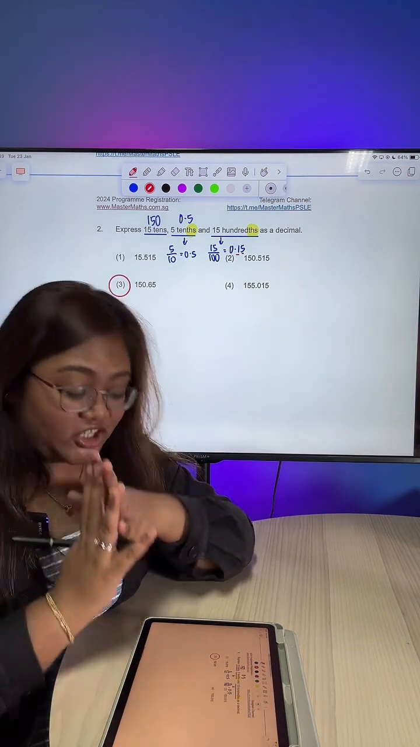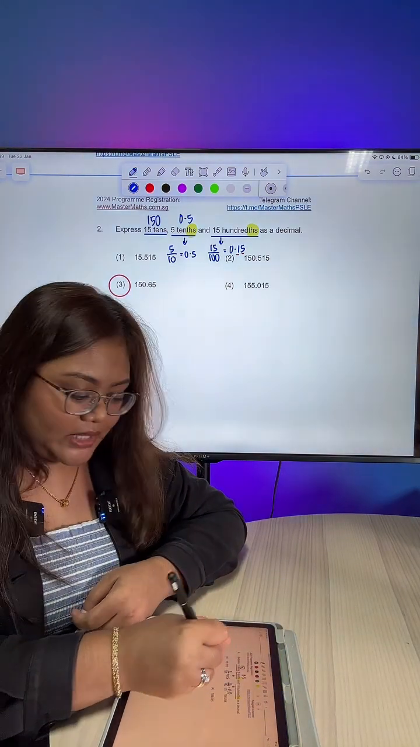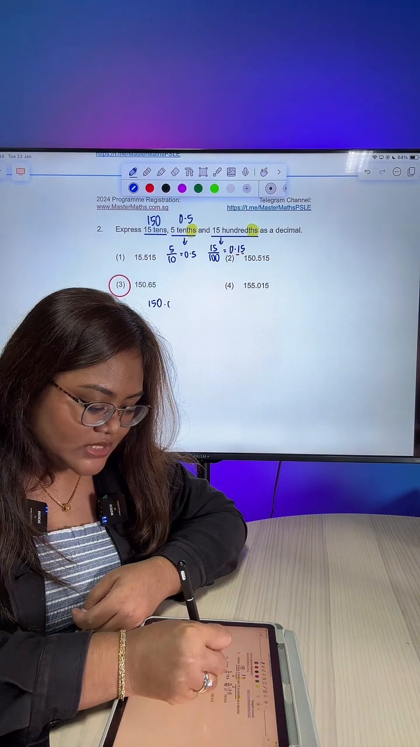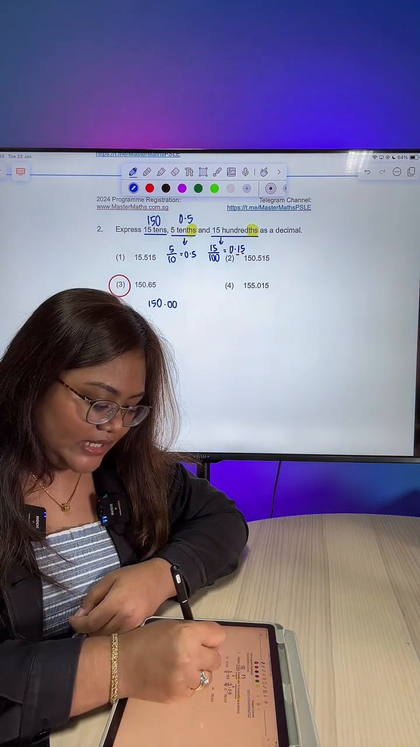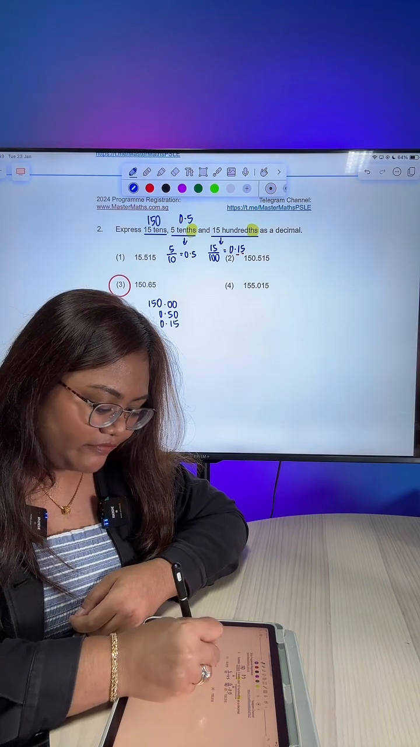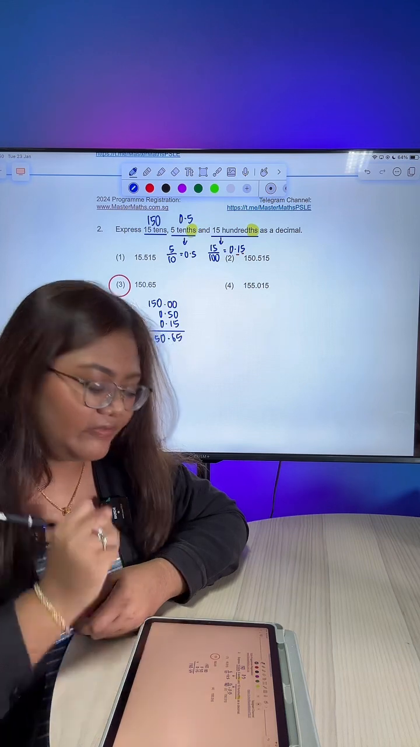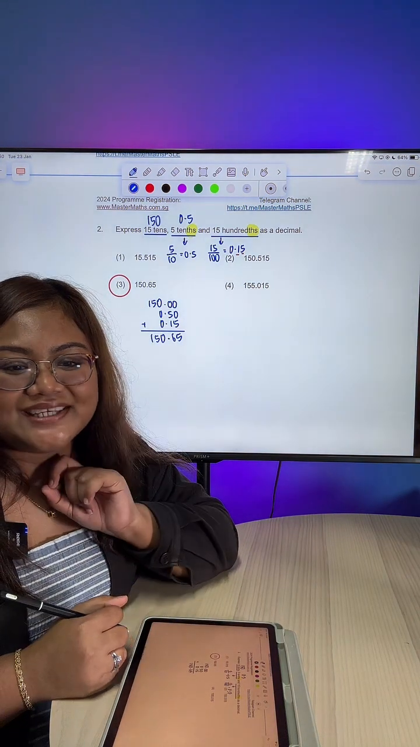Then from here, we're going to continue. I just have to add all these numbers up. I have 150.00, and then I have 0.50, and then I have 0.15. Add them up. That is how I got 150.65, answer number 3.